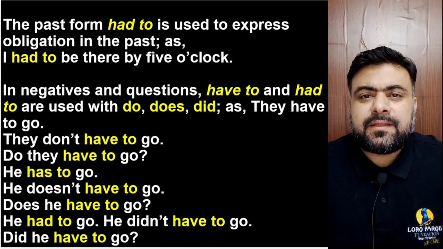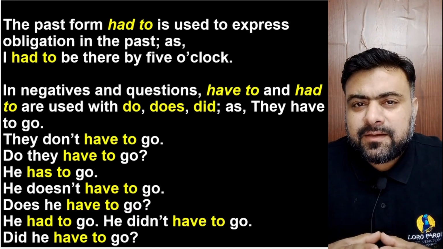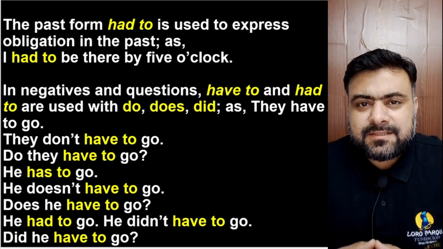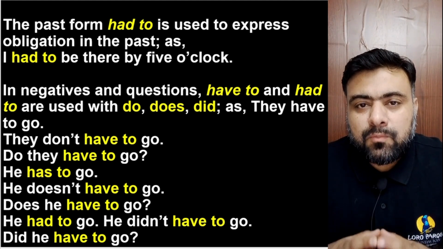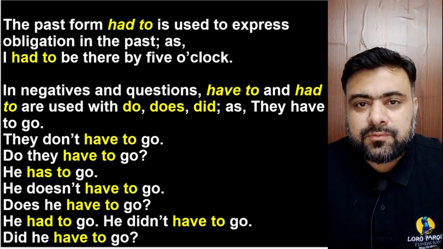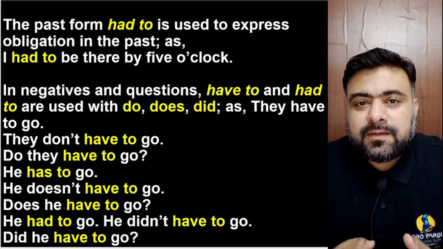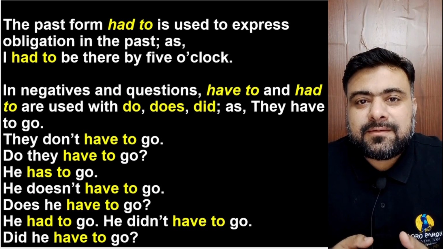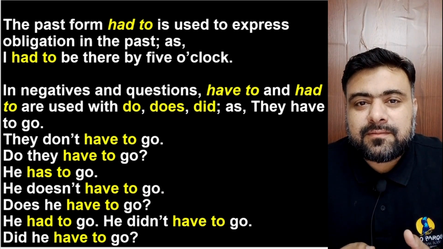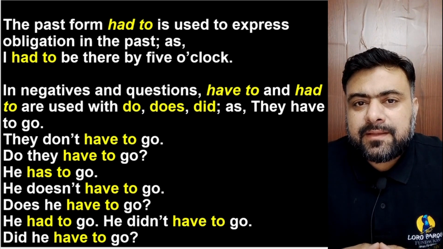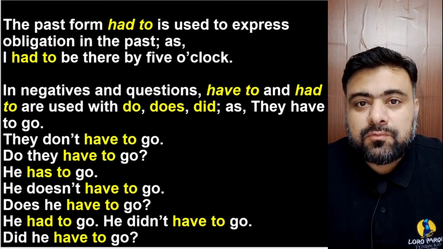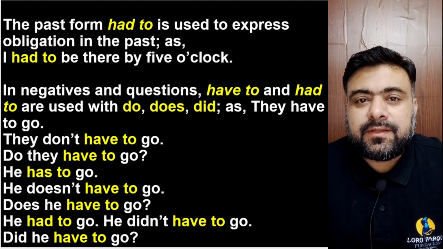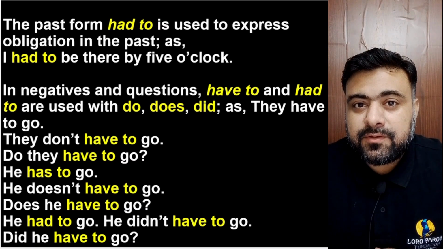Now, to form the negatives and the questions of this structure, showing the obligation, we use the auxiliary verb do in the form of didn't, did, doesn't, does, do, don't. For example, they have to go. To form the negative, they don't have to go. To form the interrogative, do they have to go?